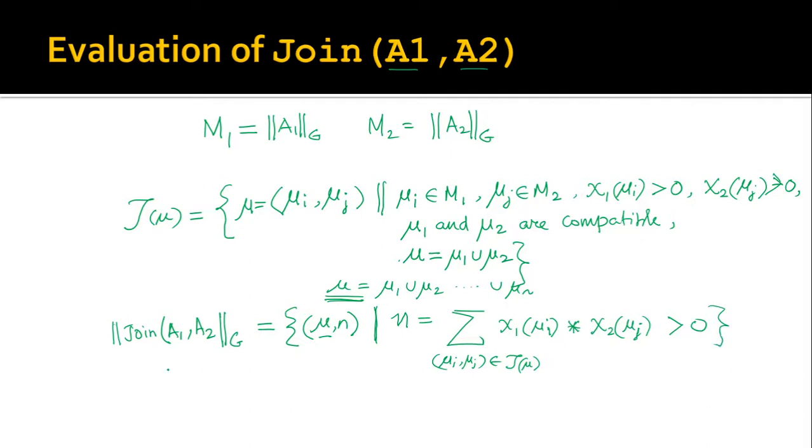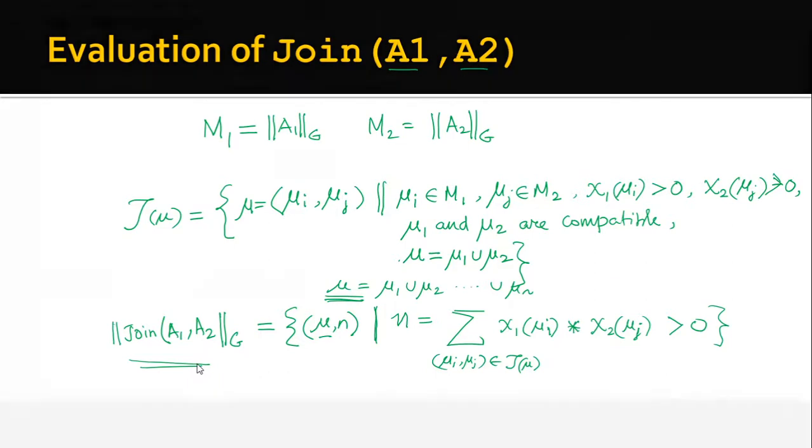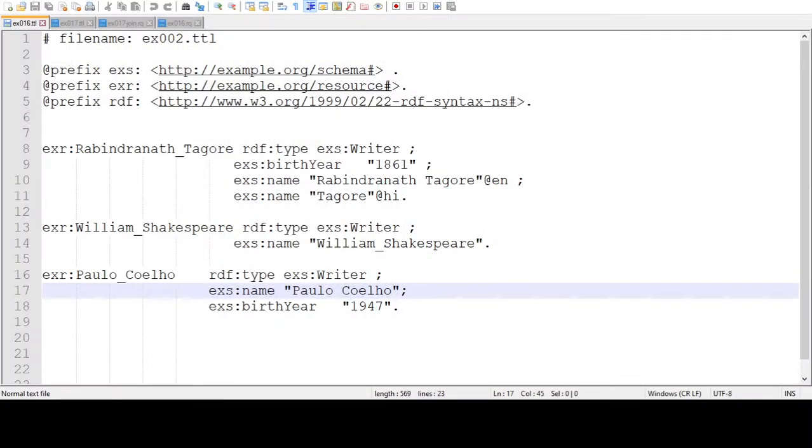So this is the definition, or mathematical definition, of the join, right? Now with this, let us go to the terminal and try to see some interesting observation that might not go with what we have discussed now, right? So let us go to the notepad to see another kind of data set.